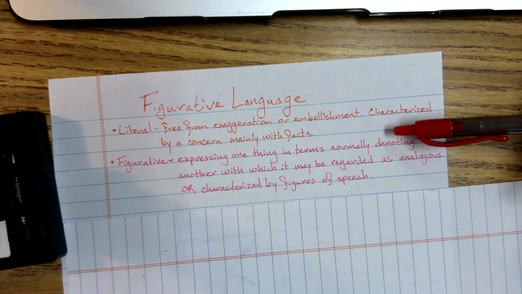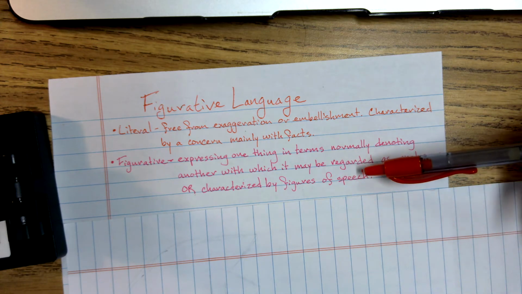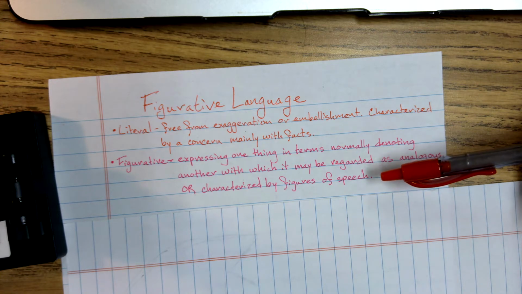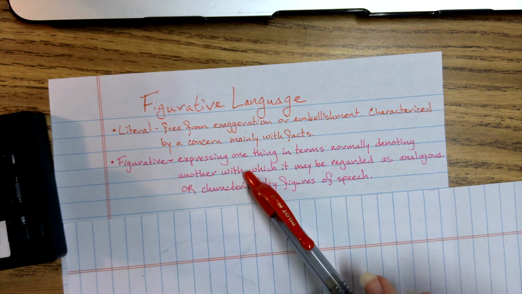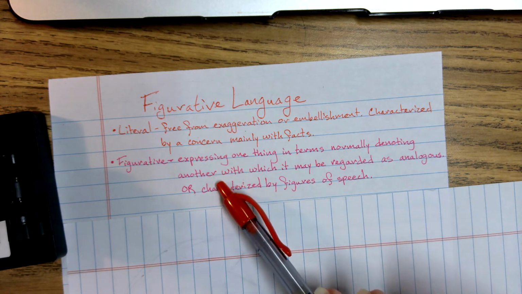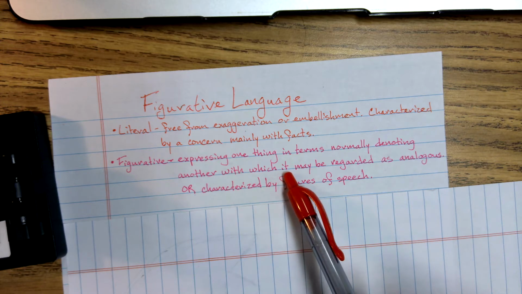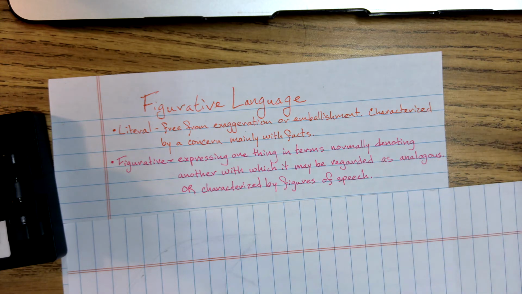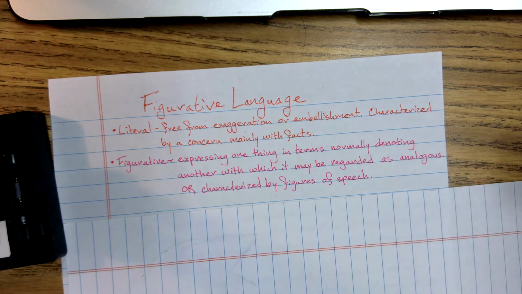Figurative is expressing one thing in terms normally denoting another, with which it may be regarded as analogous, or kind of more simple, characterized by figures of speech. So figures of speech, again, are that figurative language. They are things that say one thing and mean another. So again, expressing one thing in a way that normally denotes another, with which it may be regarded as analogous. So analogous is a big word that basically means like an analogy, you know. This is to that as that is to this. Red is to pen as white is to paper. The idea of creating those comparisons, okay?